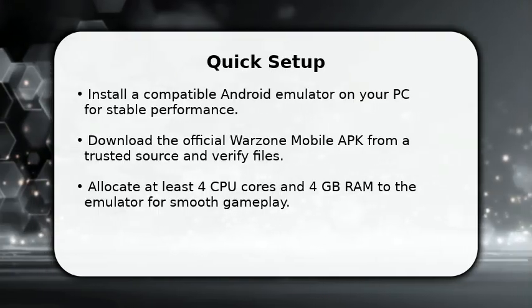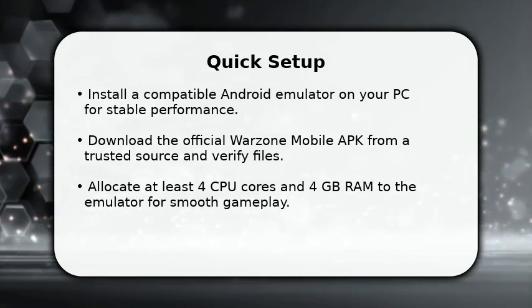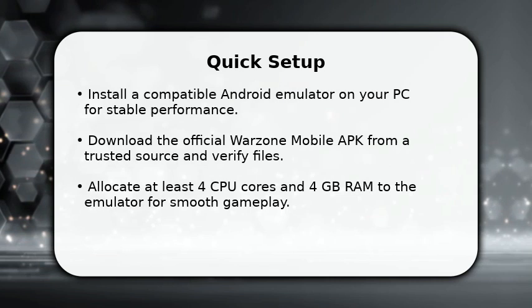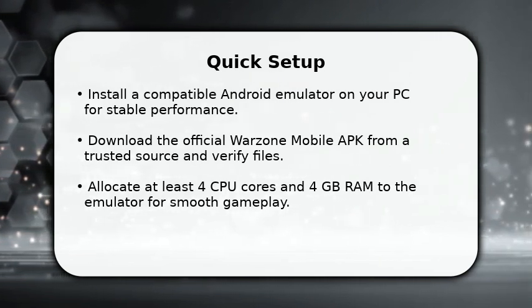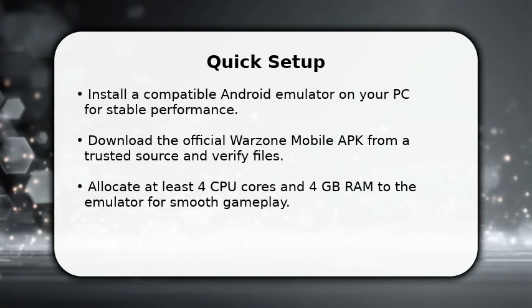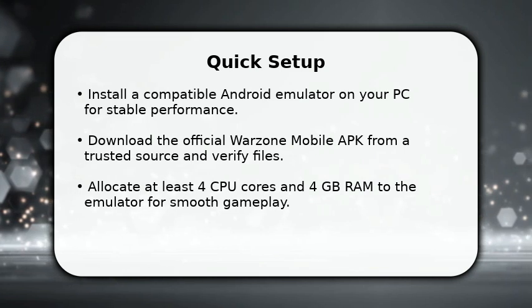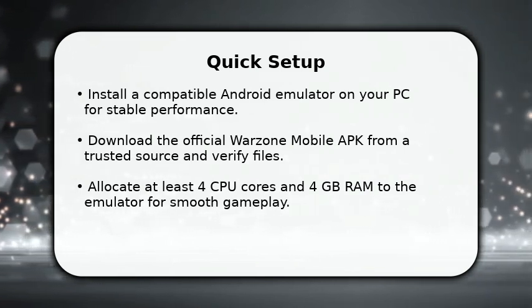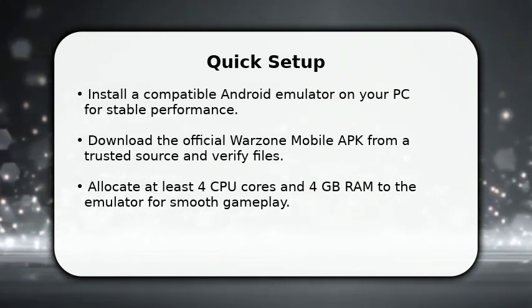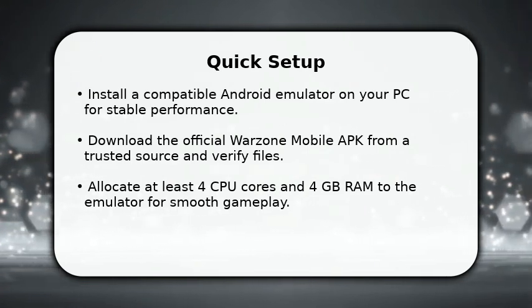In this video, I will show how to play Warzone Mobile on a PC emulator. Launch your emulator and use the installer to add the APK, then grant permissions and enable virtualization support in your BIOS. Next, adjust CPU and RAM to recommended levels and choose high-performance graphics mode. Finally, sign into your account and test controls in a training match before jumping into live games.